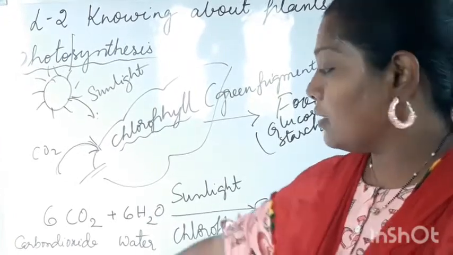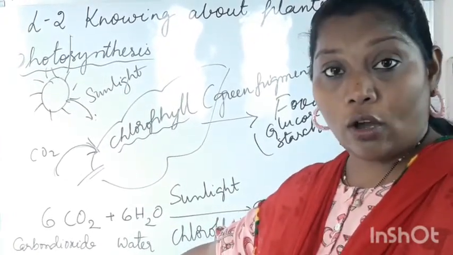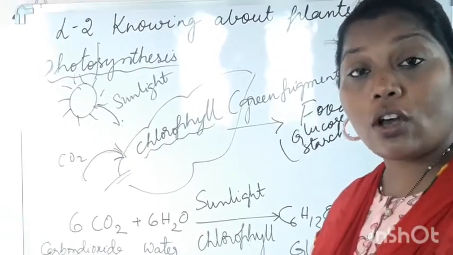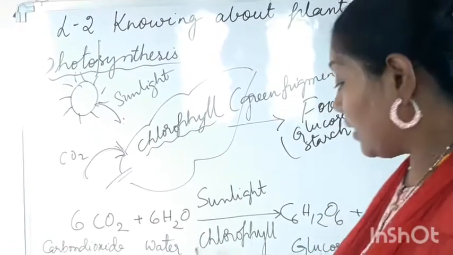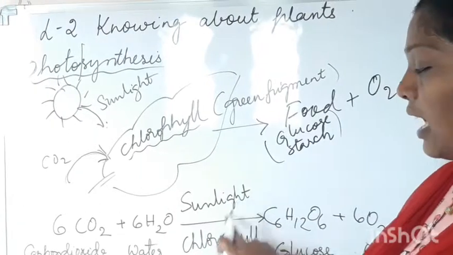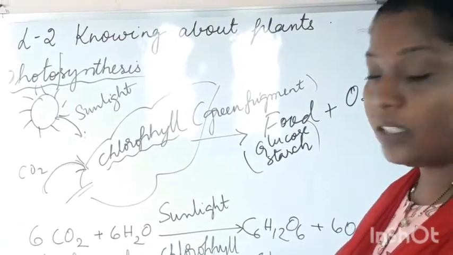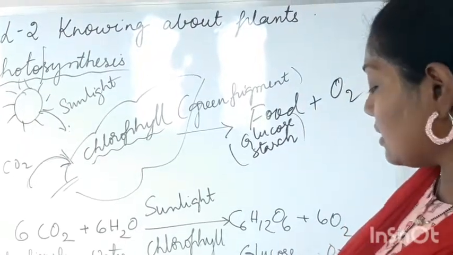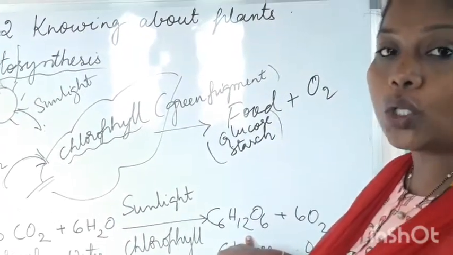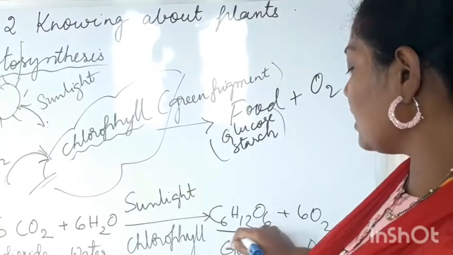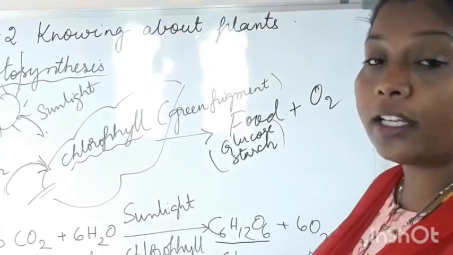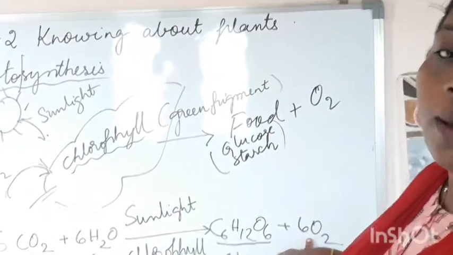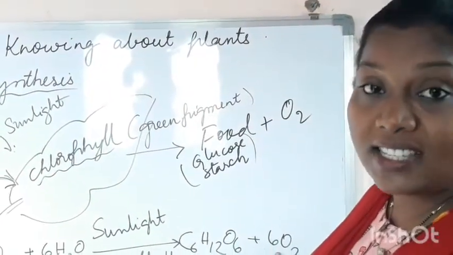Okay. 6 molecules of carbon dioxide reacting with 6 molecules of water in the presence of sunlight and chlorophyll gives rise to glucose. Here C6H12O6 is the molecular formula of glucose, and also 6 molecules of oxygen.